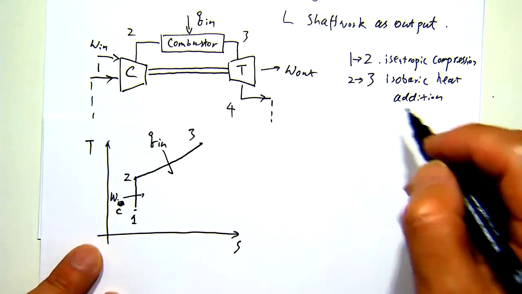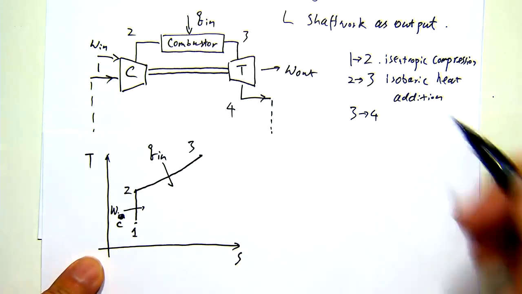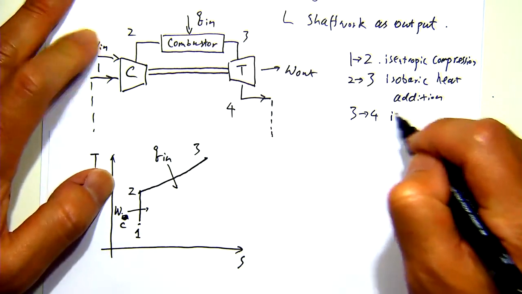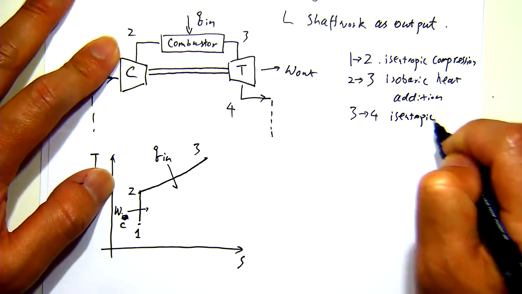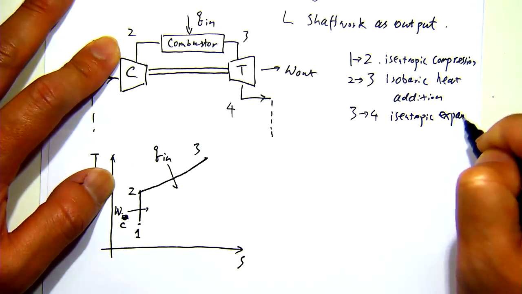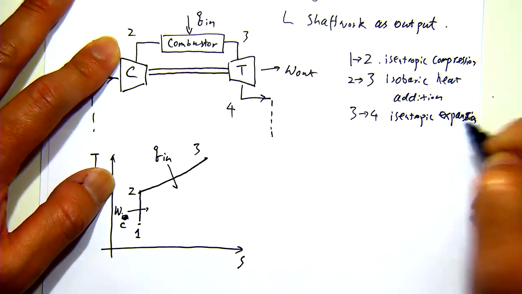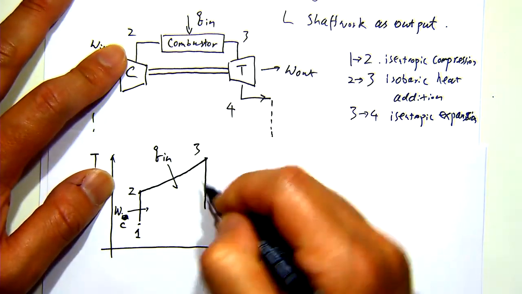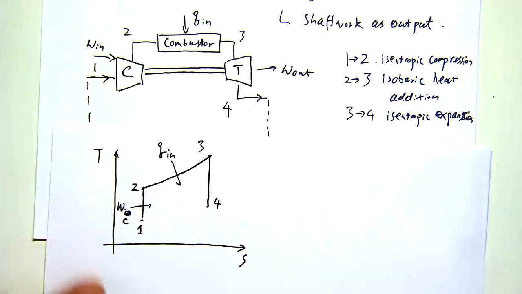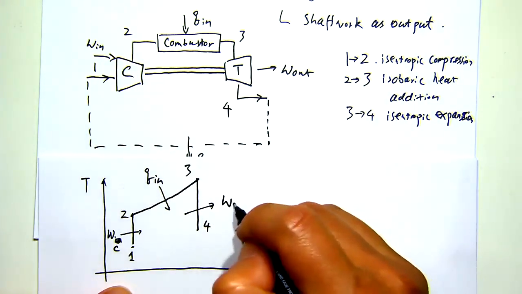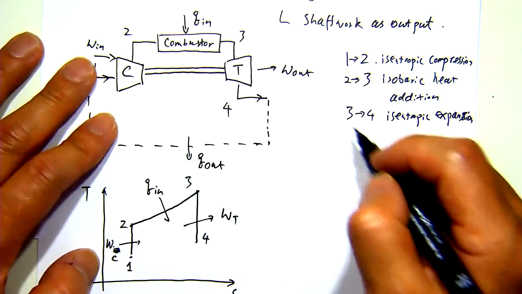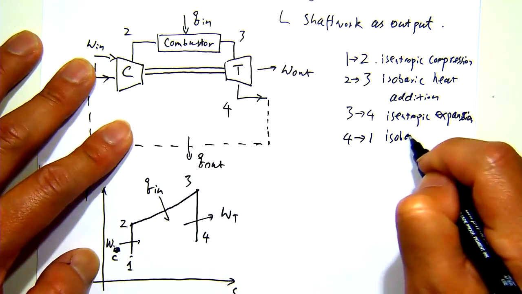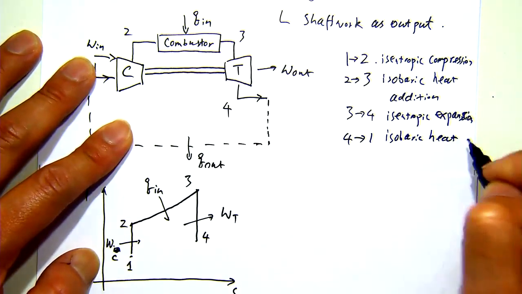And then state 3 to 4 going through the turbine. Again, in the ideal cycle, it will be considered as isentropic expansion. Right, then we have another vertical line coming down to state 4 to deliver the turbine work. And the last step is isobaric heat rejection.